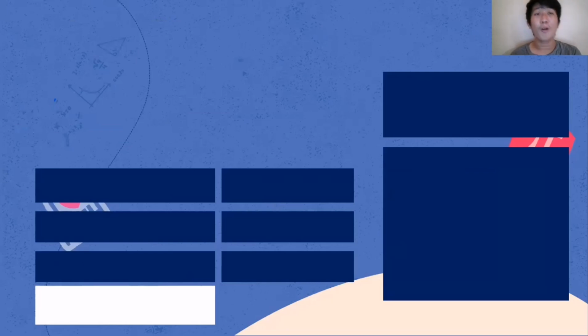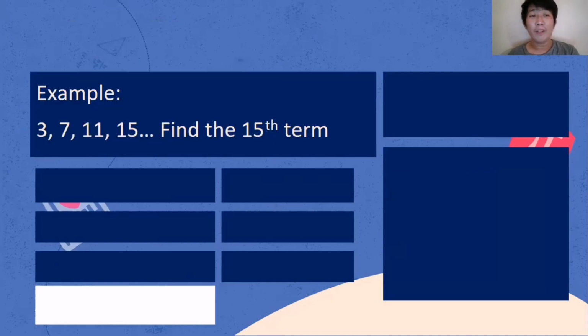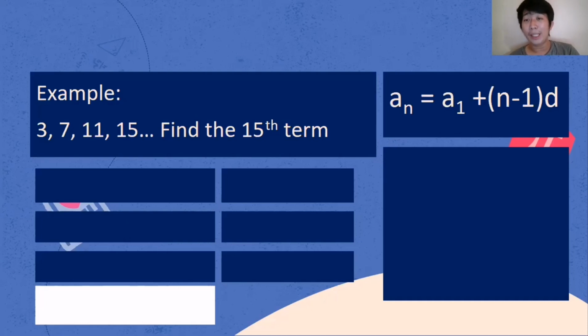Let's now try to solve the following examples. Example of arithmetic sequence: 3, 7, 11, 15. Find the 15th term. It means we are looking for the 15th term. That's why we will be using our formula. This formula will be a sub n is equal to a sub 1 plus n minus 1 multiplied by d.